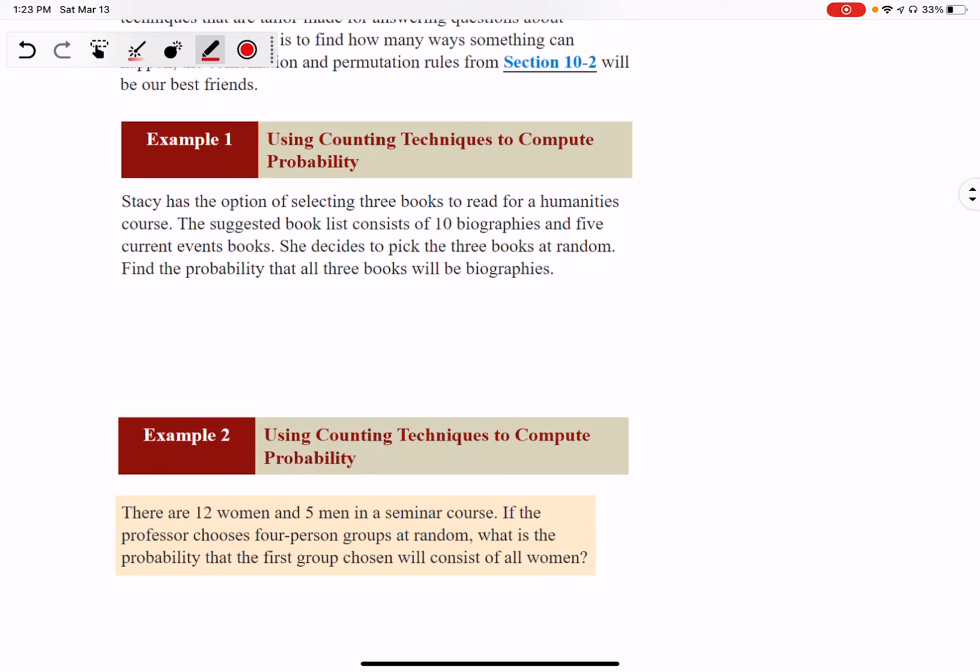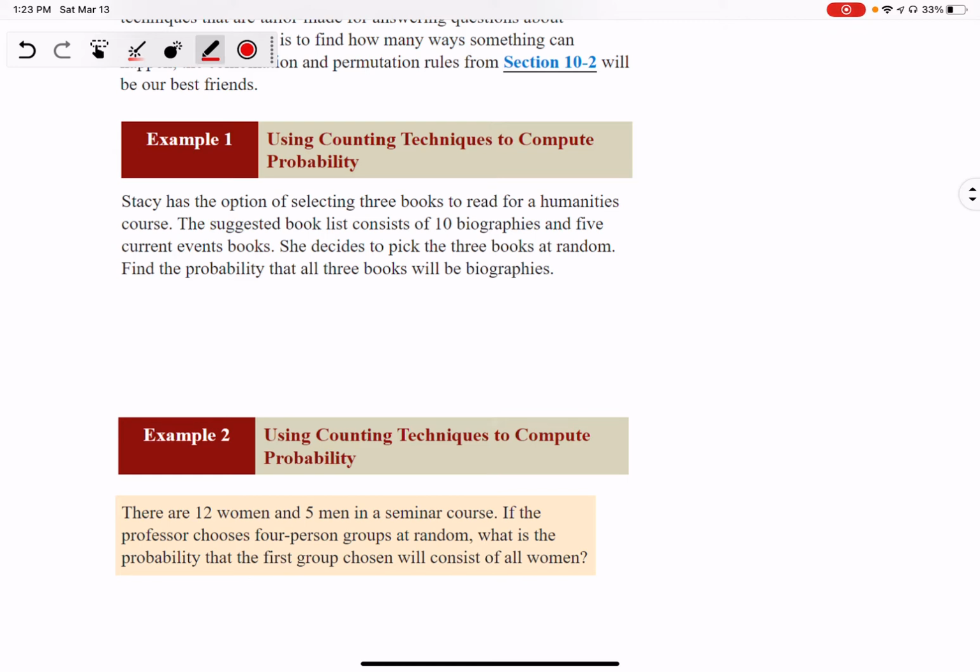Stacy has the option of selecting 3 books to read for a humanities course. The suggested book list consists of 10 biographies and 5 current events books. She decides to pick 3 books at random. Find the probability that all 3 books will be biographies.